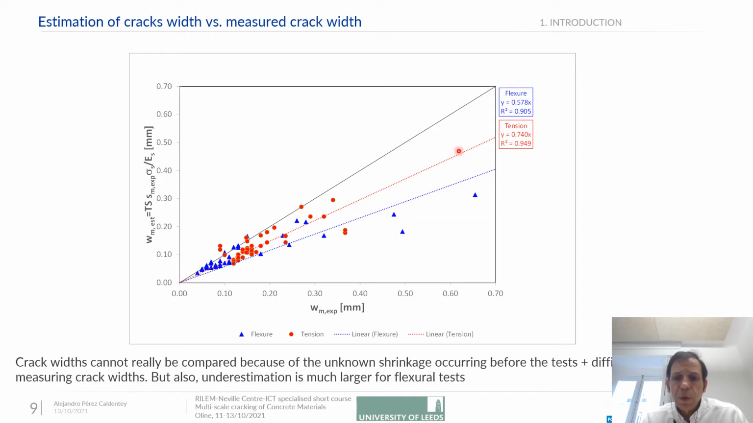But the most important feature of this figure is the fact that the underestimation is much larger for flexural elements than for tension elements. And we will also come back to this difference later on, and we will see how we can correct this skew.